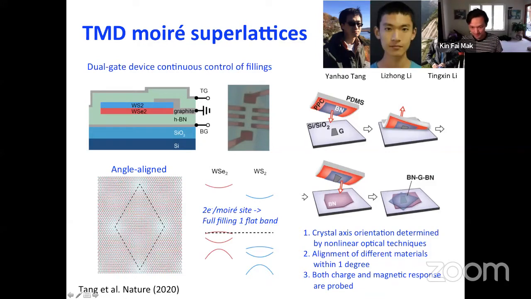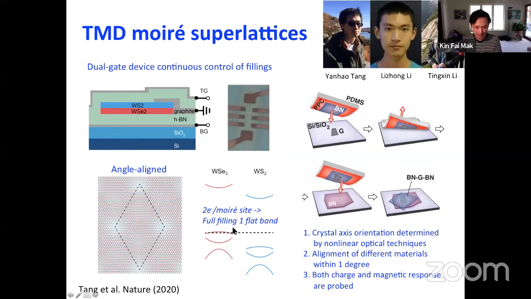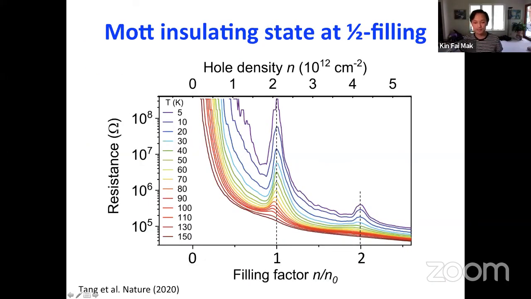And we will probe both the charge and the magnetic response in the system, which I will tell you about. So first, this is a measurement of the 2-point resistance. I want to specify that this is a 2-point resistance rather than a 4-point resistance, so that you don't take this measurement too quantitatively, but still it will tell you something very useful. So this is 2-point resistance as a function of hole doping density, meaning that we try to move our Fermi energy by the gates into the first Moiré band here. So that's hole doping density, or the filling factor of the Moiré superlattices.